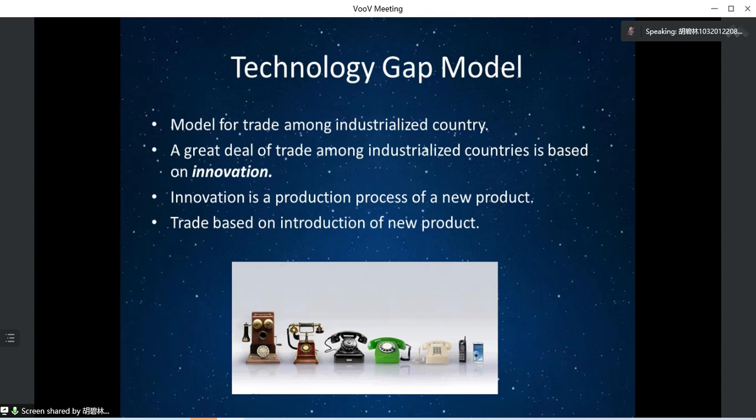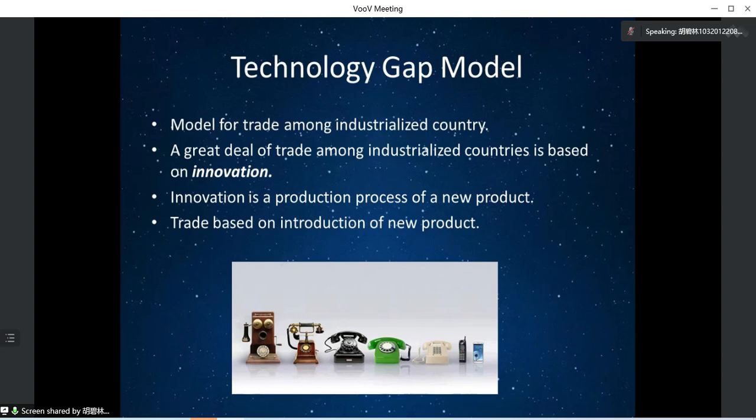Every trade is based on innovation, introducing a new product that nobody has ever invented. For example, you can see in our slide there's a telephone, from the old school desktop phone with a ringtone until it evolved into the smartphone we are currently using right now. This is what we call innovation.